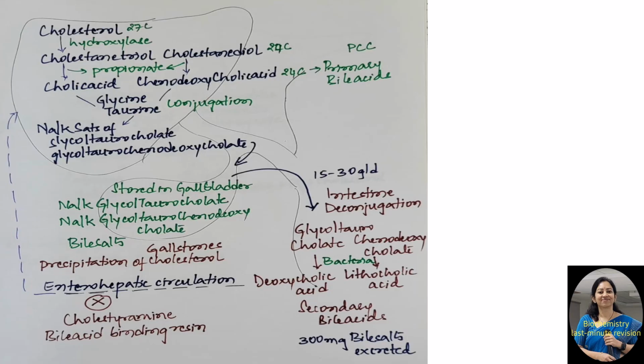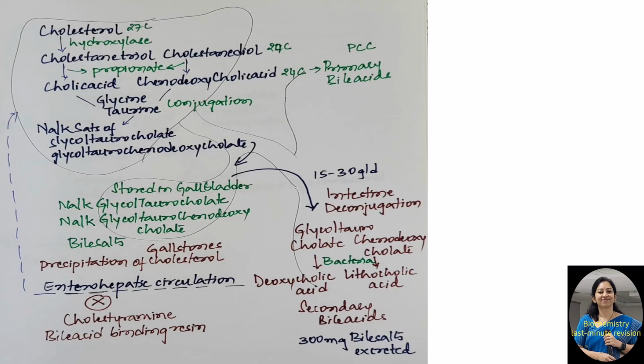primary bile acids. Okay. Now these two are conjugated with glycine and taurine in the ratio of 3:1. So more of glycine is utilized for conjugation when compared to taurine. After conjugation they form glycocholate or taurocholate, glyco or taurochenodeoxycholate. Now these get coupled with sodium and potassium salts to form sodium and potassium salts of glycocholic acid or taurocholic acid, and sodium and potassium salts of glycochenodeoxycholic acid or taurochenodeoxycholic acid, and these get stored in gallbladder, and these are bile salts.